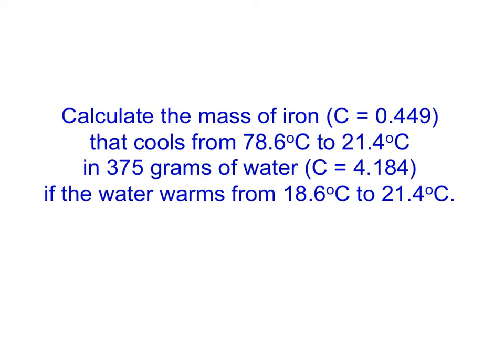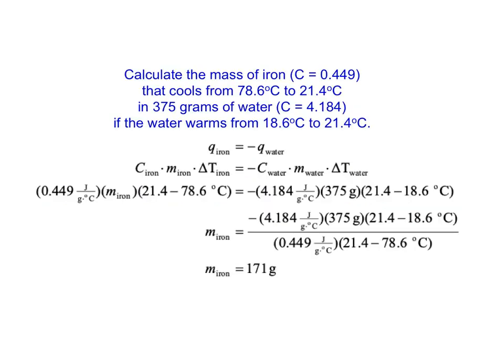Quick example, right? Mass of iron that cools from 78.6 to 21.4 in 375 grams of water. Heat capacity of water, heat capacity of iron. Water goes from 18.6 up to 21.4. Again, these final temperatures are going to be the same. That's something to keep in mind as you work through these problems. And here it is worked out, right? Plug everything in and you get 171 grams.